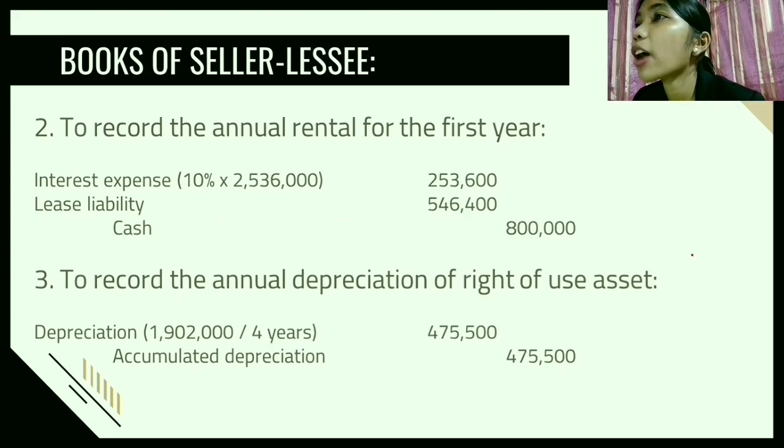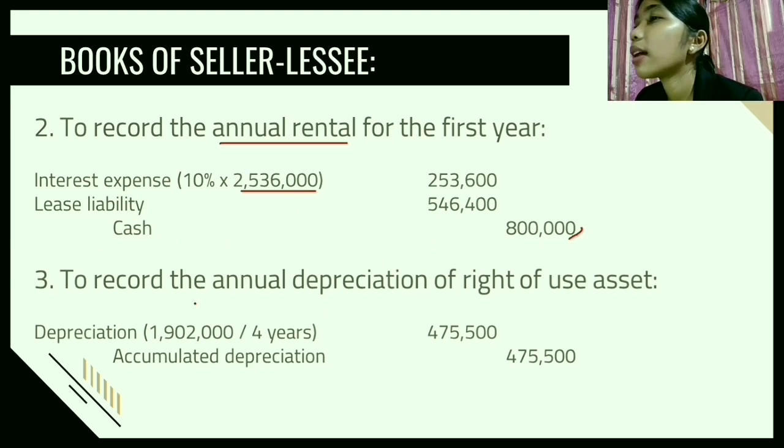So, the next transaction is to record the annual rental for the first year. We will debit the interest expense of 253,600 pesos and the lease liability of 546,000 pesos. We got the interest expense by multiplying the implicit rate by our lease liability, which is 2,536,000 pesos. So, we debit the interest expense and our lease liability with this amount, and then we credit our cash with 800,000.